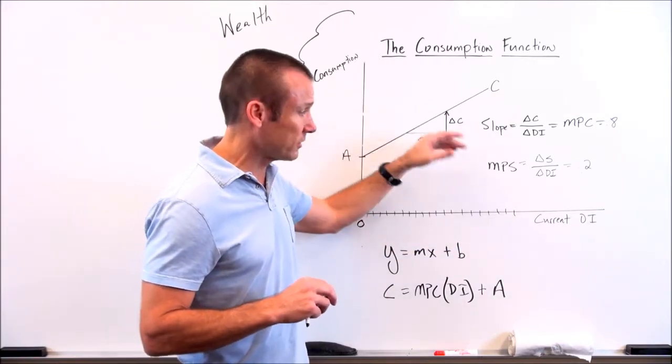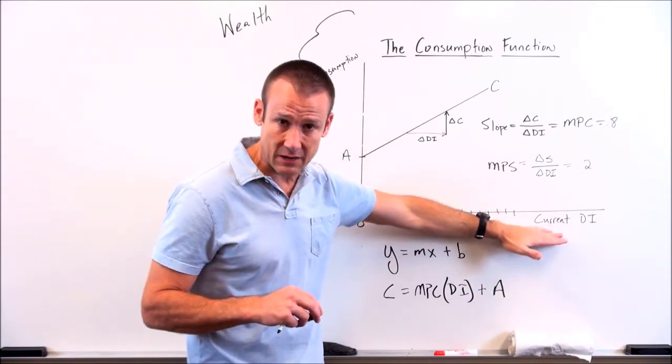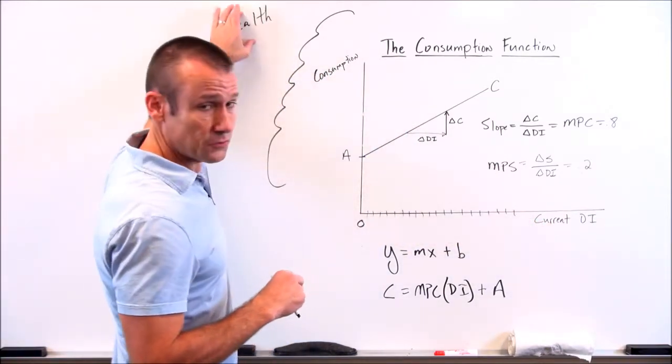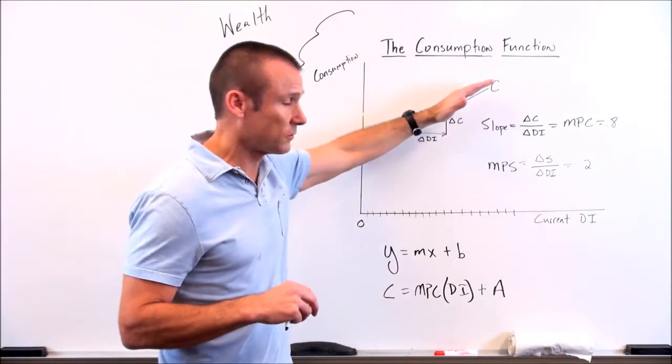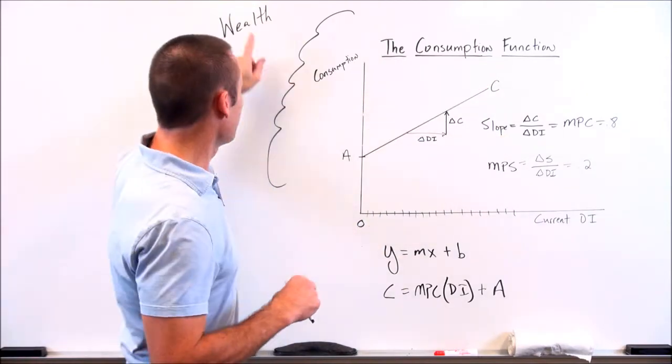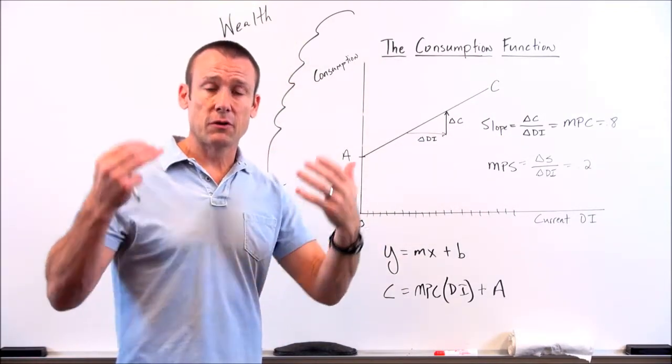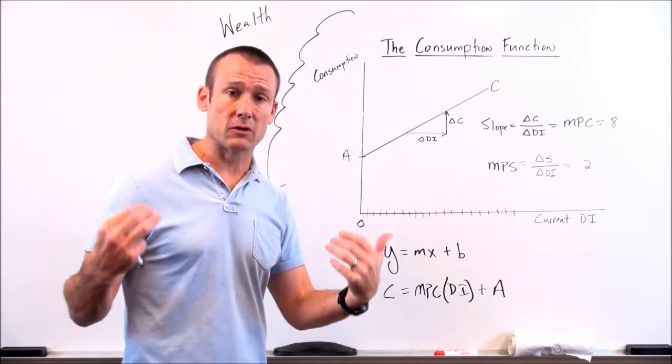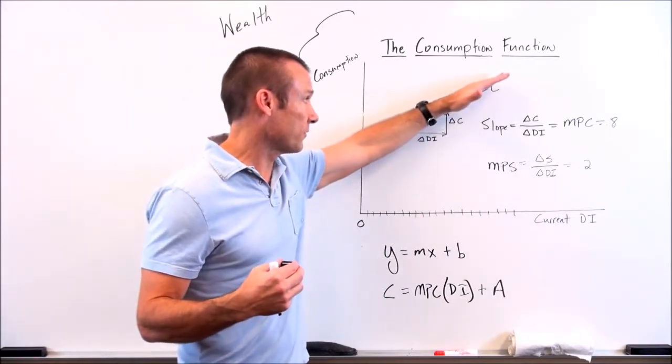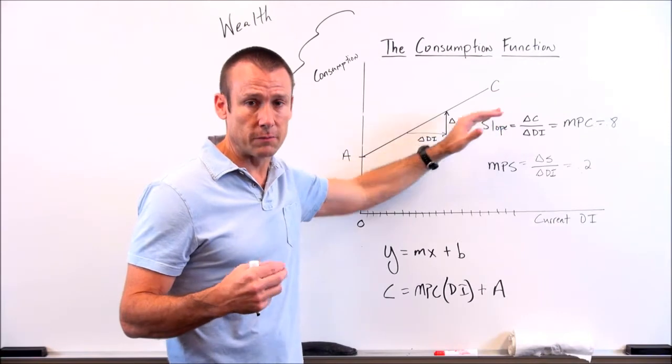The whole function is built to handle changes in endogenous variables. But when an exogenous variable like wealth changes, the consumption function shifts. So once again, the stock market crashes, household wealth comes down, and when household wealth comes down, the consumption function shifts downward.